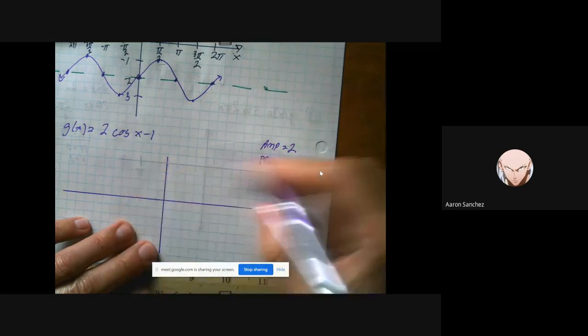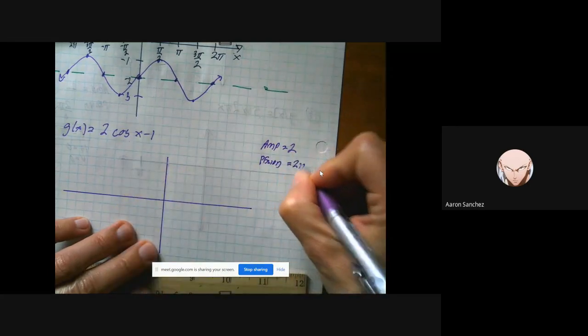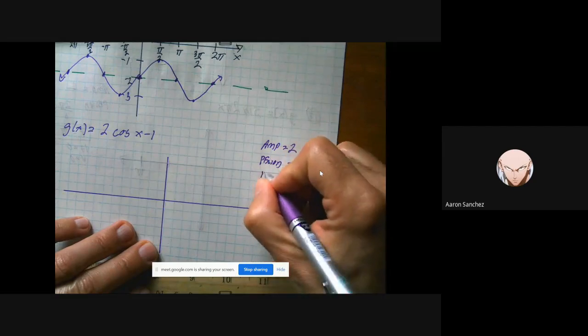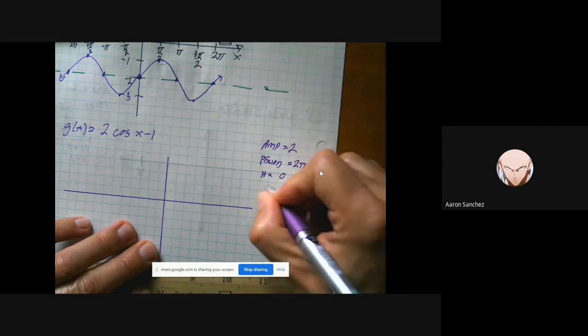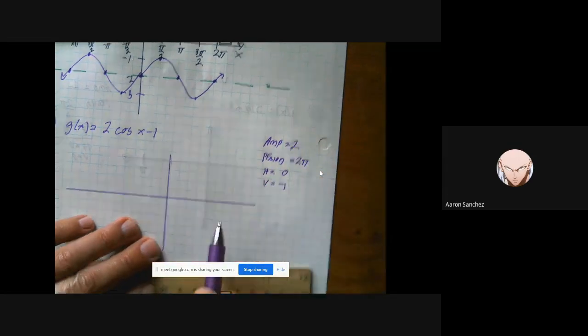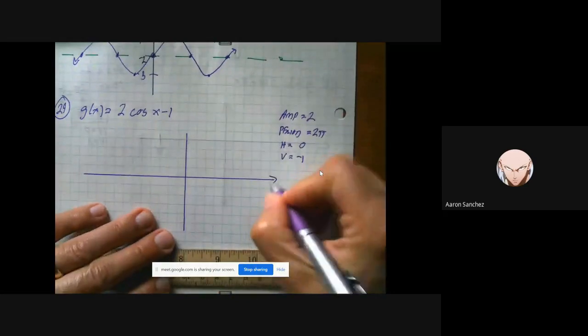I have a 1 here, so still 2 pi. 2 pi is my period. Now I have a horizontal shift of 0, but I got a vertical shift of -1. Okay, hopefully that's right. -1, right? I got a -1. Correct me if I'm wrong.